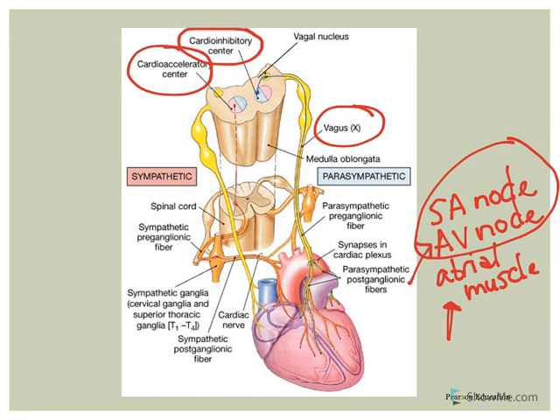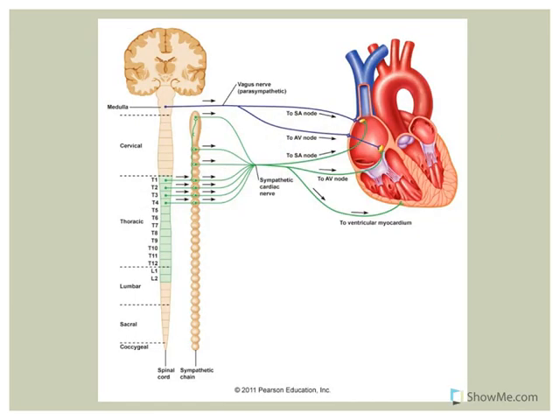Now, the parasympathetic division pretty much dominates under normal conditions. While you're just sitting here, we call it rest and digest. The vagus is what's going to be controlling the heart, and it's primarily controlled by the cardioinhibitory center of the medulla oblongata. Let's do a different color here. We're doing the parasympathetic.